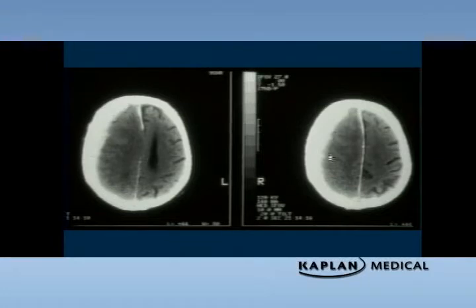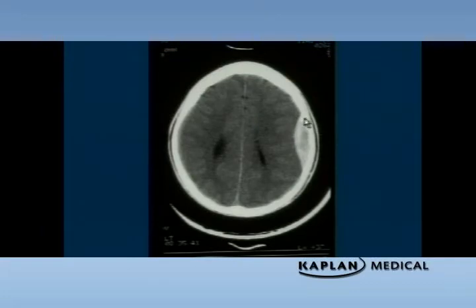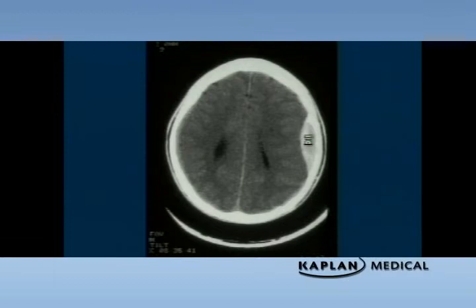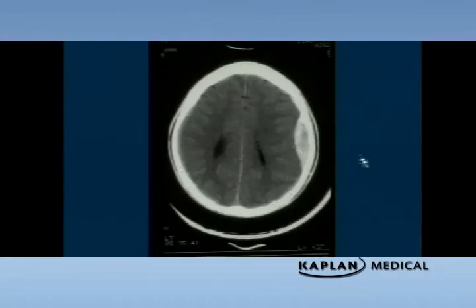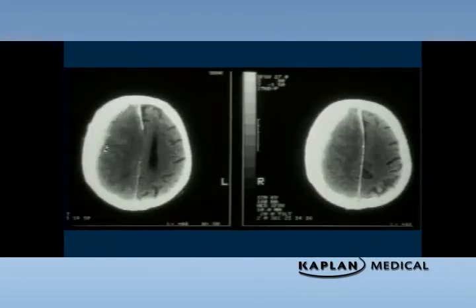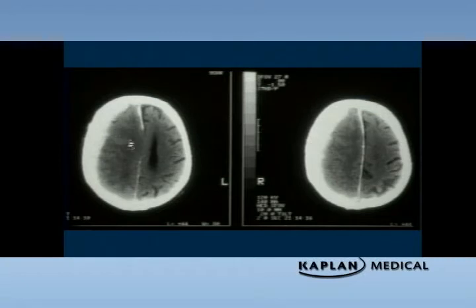Subdurals conform to the shape of the brain. How do I know it's an acute subdural? Because acute blood looks white. Acute blood looks like contrast. Chronic blood looks darker. Chronic blood looks more like cerebrospinal fluid. You notice it's not shifting the brain. The ventricle is open. Whereas this one is shifting the brain. The ventricle has been squished shut.